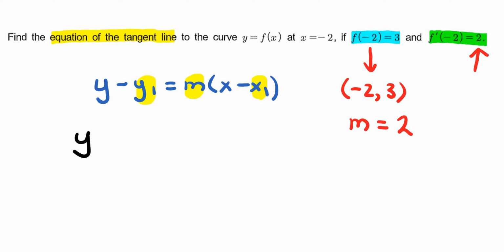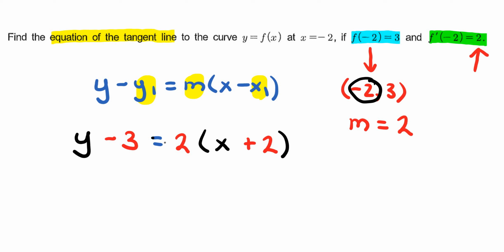So this will now be y minus 3 equals the slope, and the slope is going to be +2, times x. And since the x value is -2, this should be +2 to finish off. So x plus 2, and then I can close the bracket there. Let's put an equal sign here. So that right there is the equation of the tangent line for this particular problem.